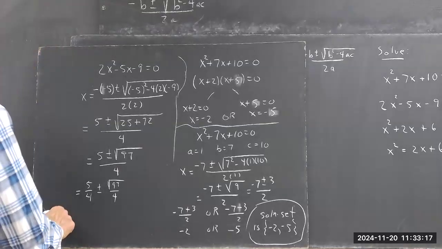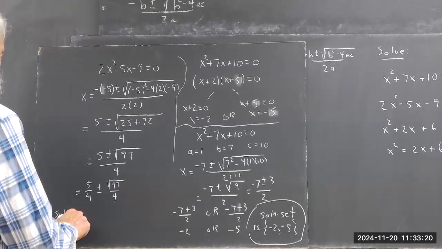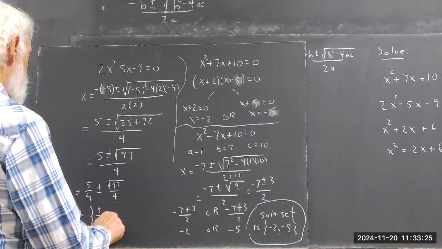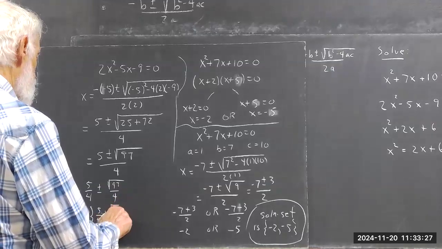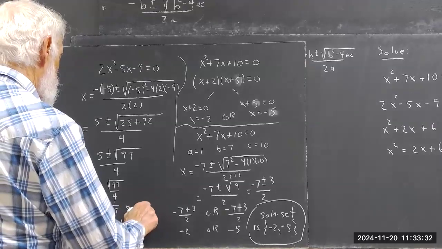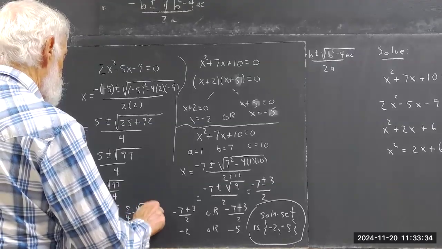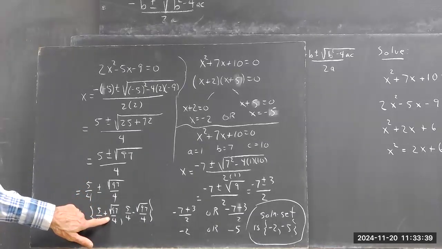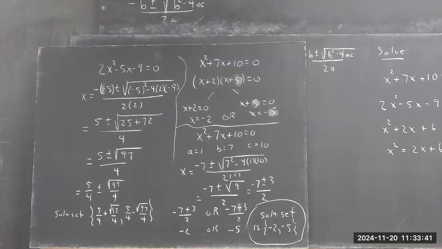So your solution set, you just write out the solution for the plus, the solution for the minus. Now we're going to correlate this with the graphs. We're going to learn how to graph a quadratic function.